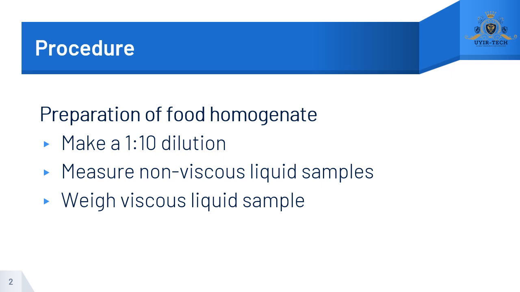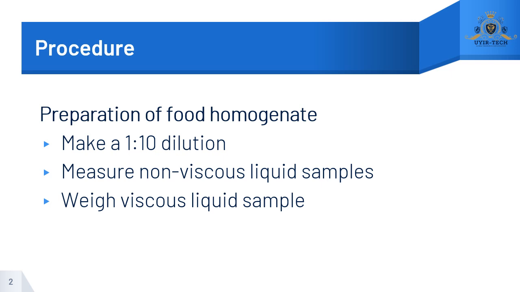For total plate count, the first step is to prepare the food homogenate. We need to prepare the initial suspension, which we have already discussed. We prepare the 10 power minus 1 dilution: one part of the sample is transferred into the desired volume of diluent. If we take 10 gram of sample, we need to add 90 ml of diluent. That will be called 10 power minus 1.